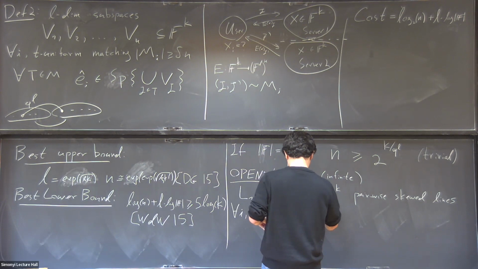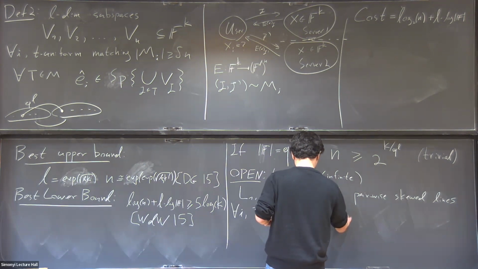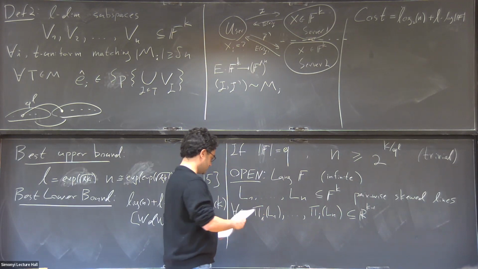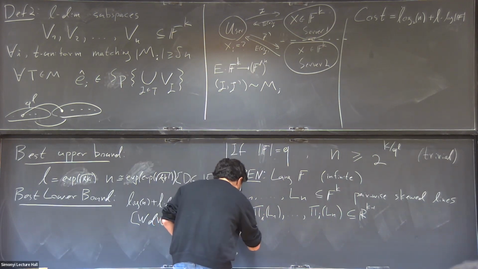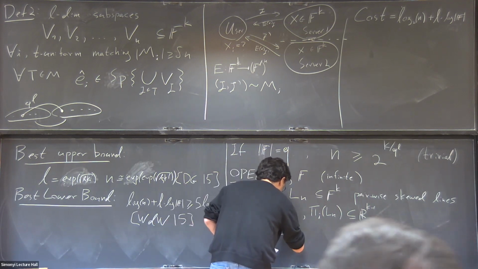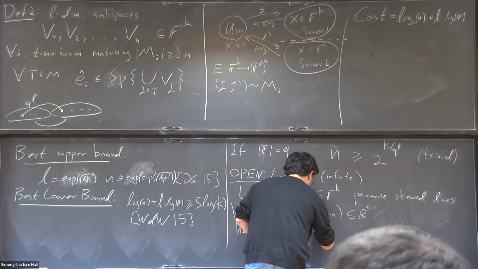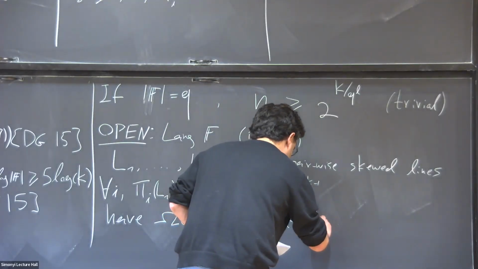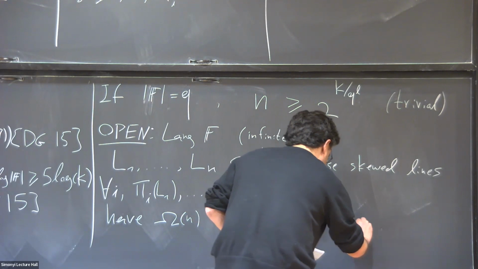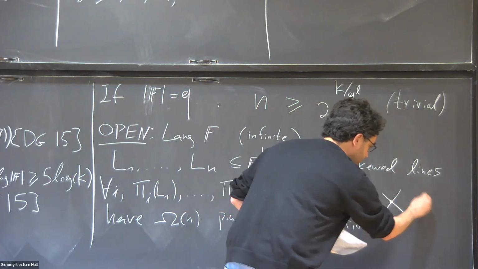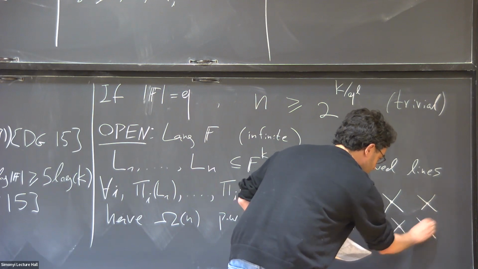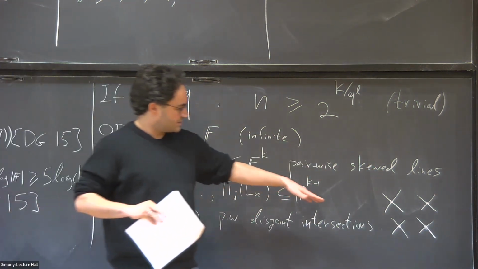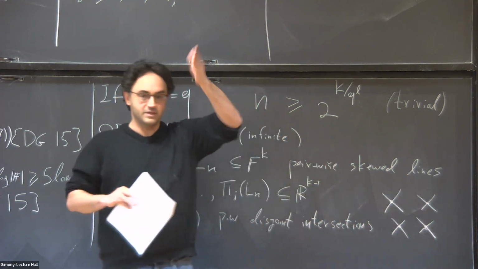Pi n. So for any projection, these lines have a linear number of pairwise disjoint intersections. So there's an intersection, there's another intersection, there's another intersection. And the linear number, and every line is in one of them. Not every line, but every line is in at most one intersection. So you don't want to have one line with many intersections on it.